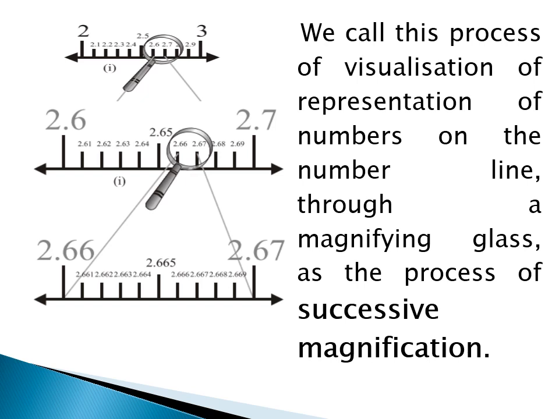We call this process of visualization of representation of the numbers on the number line through a magnifying glass the process of successive magnification. So in successive magnification, if 3 decimals are required, then 3 lines you are getting there. One more example.